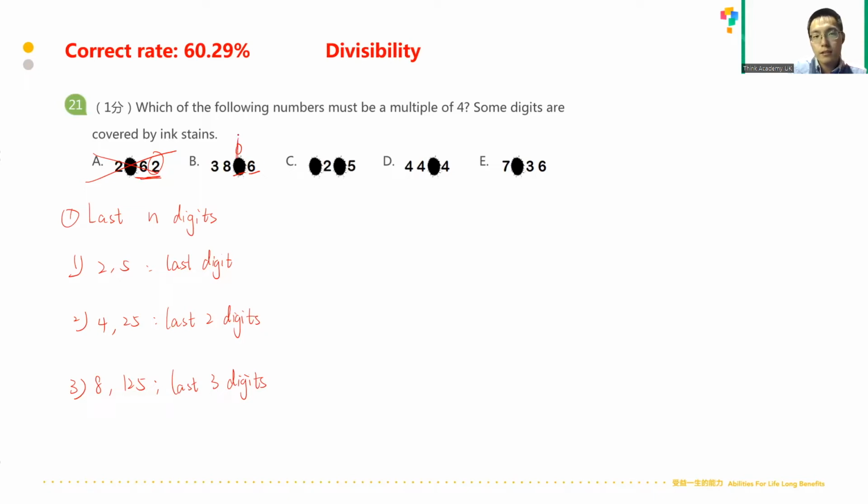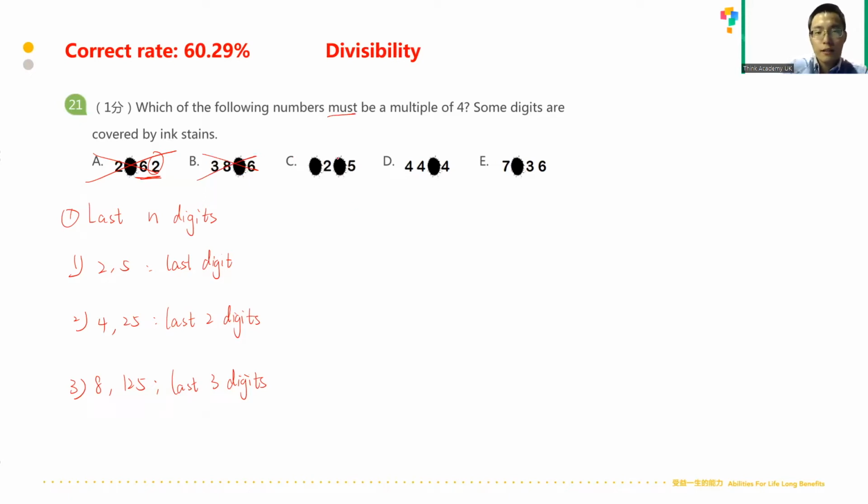If the ink stain is 6, it will be divisible. But if it is 2, like 26, 26 is also not divisible by 4. So B is not a correct answer. It might be, but it's not definite. We cross out B because we're looking for the must be.